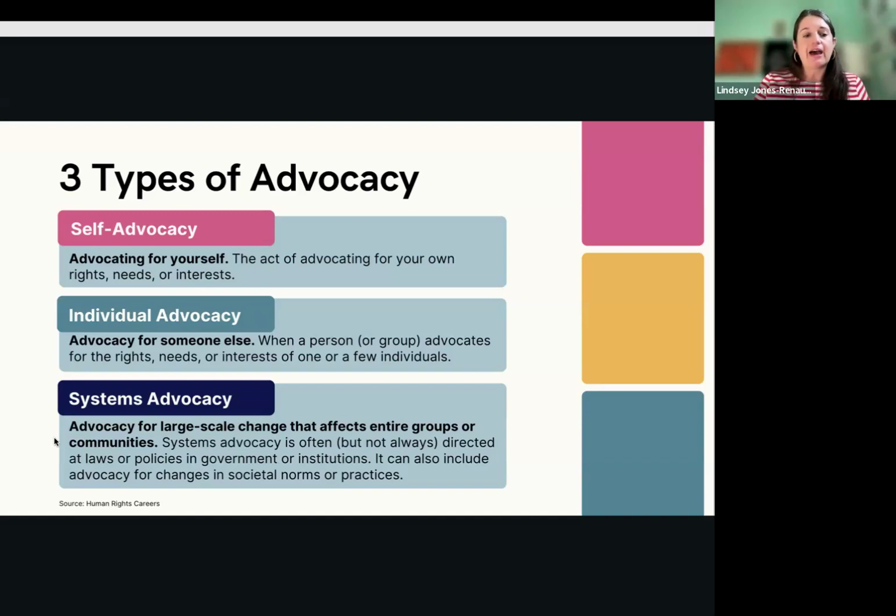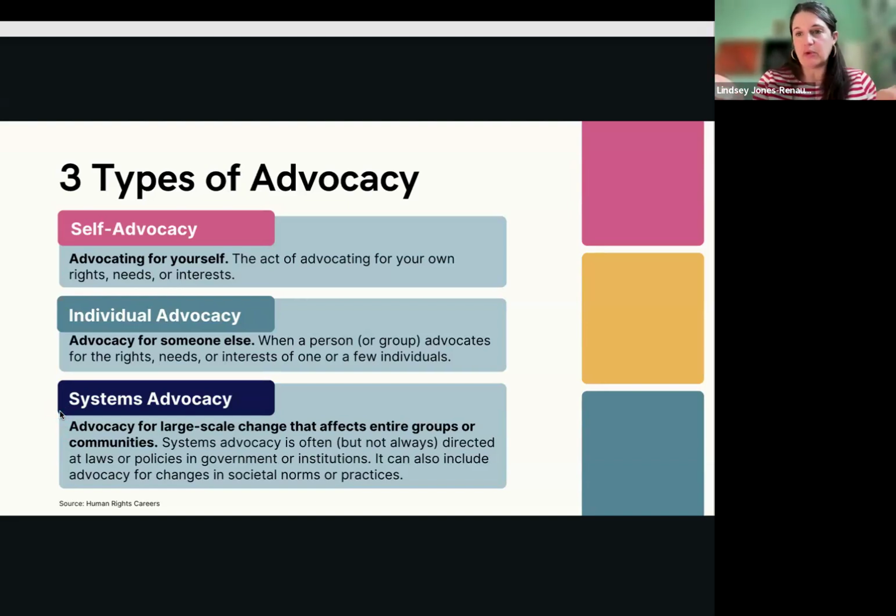Sometimes it's about advocacy for changes in societal norms or practices that are happening, whether or not there's a policy or law in place. Now, systems advocacy, again, is more large scale, but that still could happen at the local level, the national level, the international level.